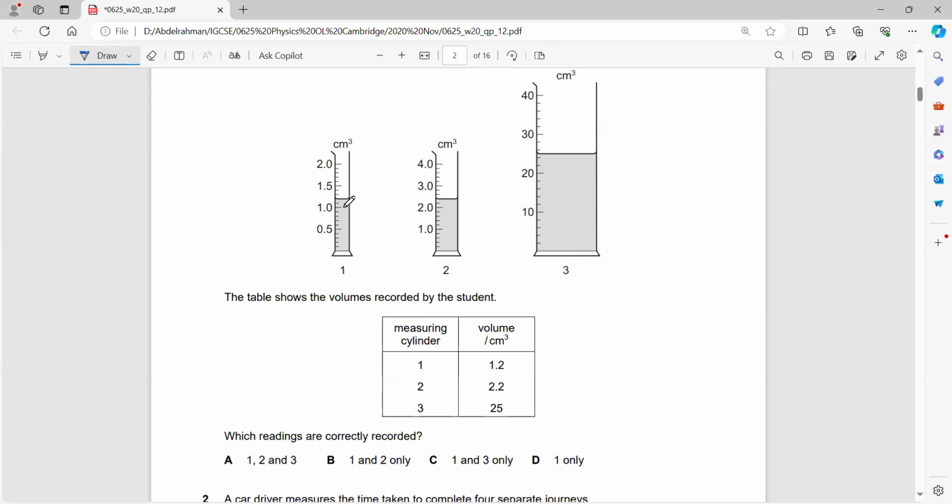Volume 1 is 1.2. Okay, so volume 1 is correct. Volume 2 is, no, it's 2.4, not 2.2. So 2.2 is wrong. Volume 3 is 25. Yes, this is 25, between 22 and 24, and this is in the center, so it is 25. So 1 and 3 would be correct. C.